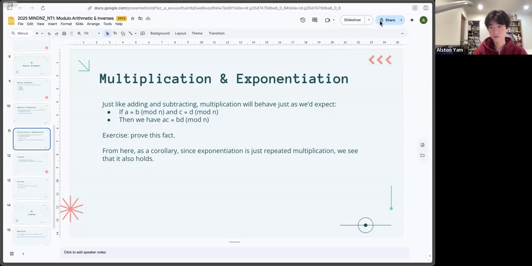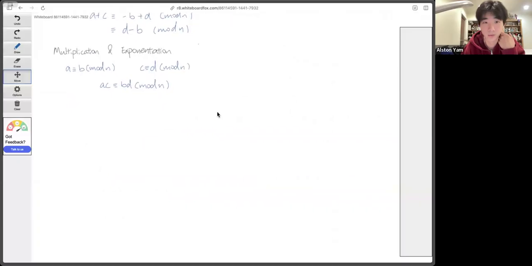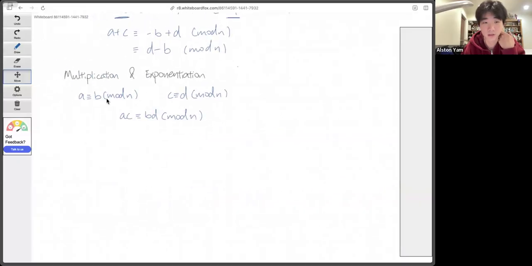Okay, cool. I think it's been about 5 minutes. So let's go back and try and prove this fact. Cool. Let's go back to the whiteboard. So what we have here is A is congruent to B mod n, C is congruent to D mod n, and we want to prove this statement over here. So let's see how we can do this, right?